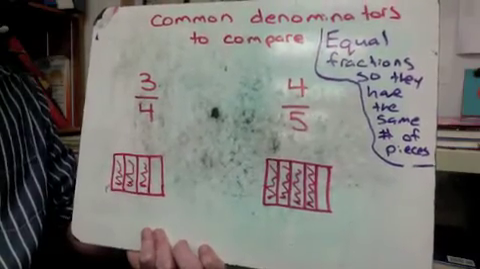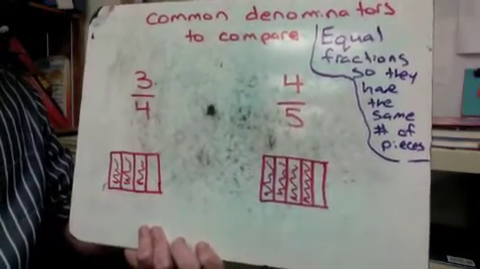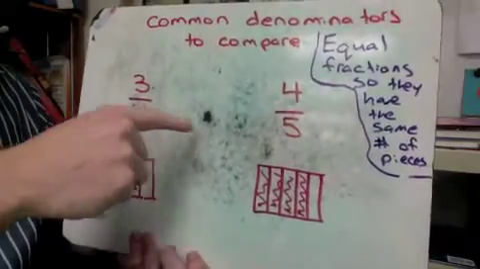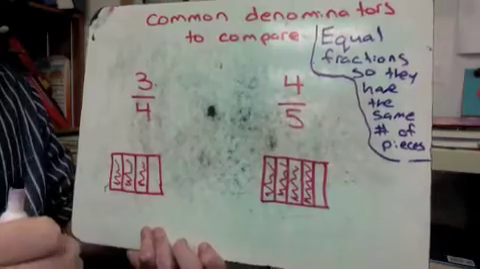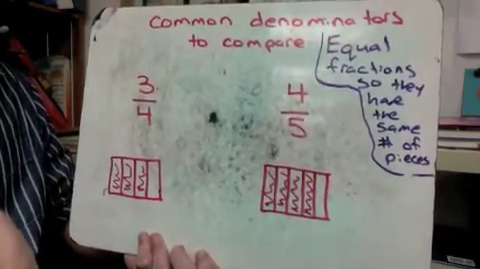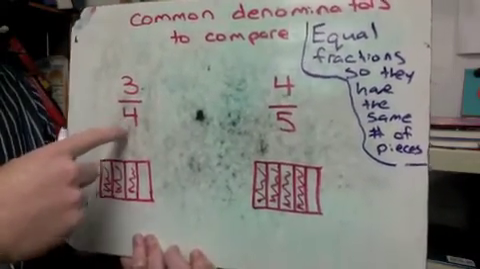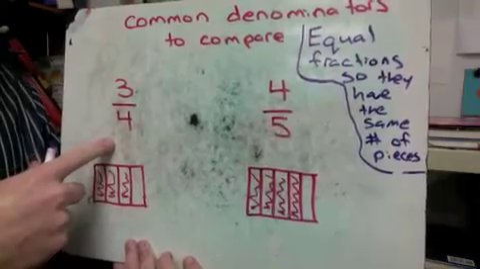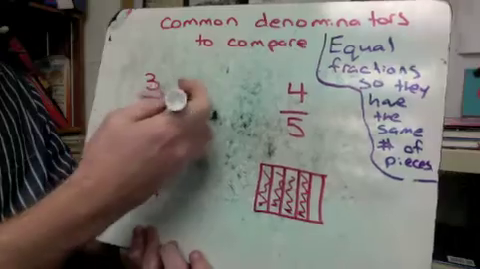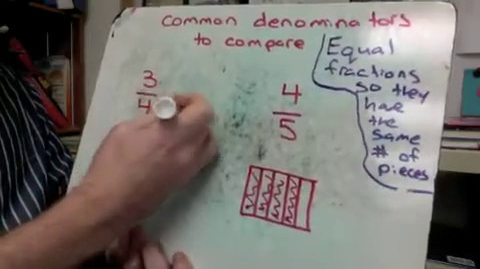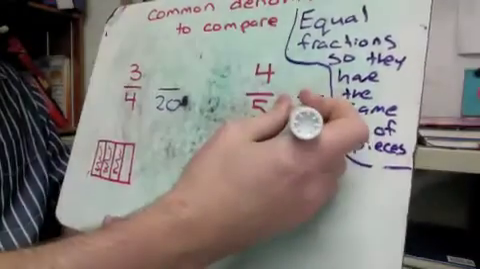I need to find a number that 4 and 5 will both go into. And the smaller the better, because then we can deal with fewer pieces. Now, I know that 4 goes into 20. I know that 5 goes into 20. So we're going to use 20. So off to the side here, I know I'm going to use 20, so I'm going to put 20 as my bottom number.